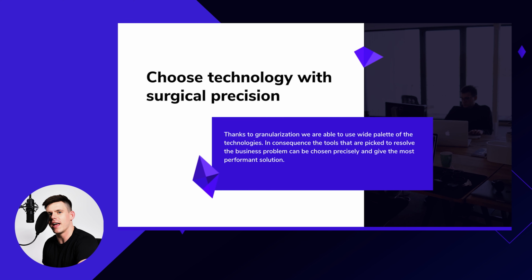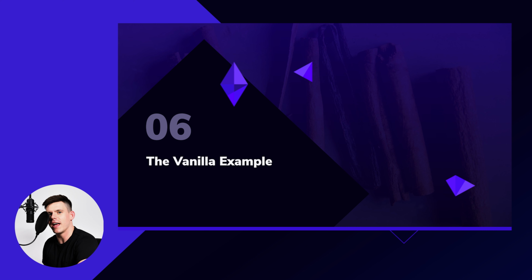As I said, micro frontends give us the possibility to choose technology with surgical precision. Thanks to the granularization, we are able to use a wide palette of technologies. In consequence, the tools picked to resolve the business problem can be chosen precisely and give the most performant solution. And now it's time for some Vanilla.js example, which will introduce you a little bit to the world of micro frontends.